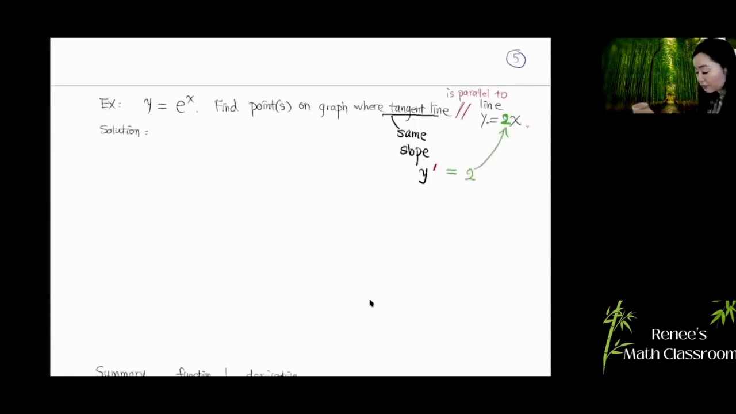We're going to differentiate this function, and then set y prime equal to 2 to find those points. So we get y prime is the derivative of e to the x, which is e to the x itself, so it's e to the x. And we're going to set that equal to 2.